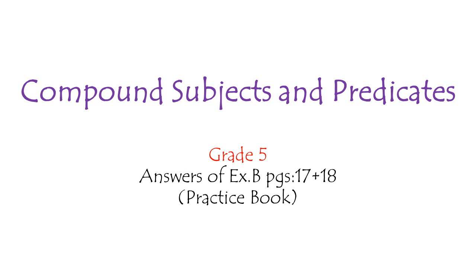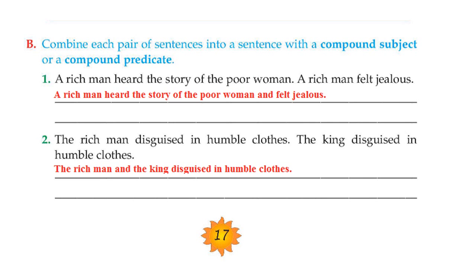Dear grade 5 students, today we are going to explain exercise B on page 17 and page 18 of your practice book. In exercise B, you have to combine each pair of sentences into a sentence with a compound subject or a compound predicate. Let's look at the first sentence.